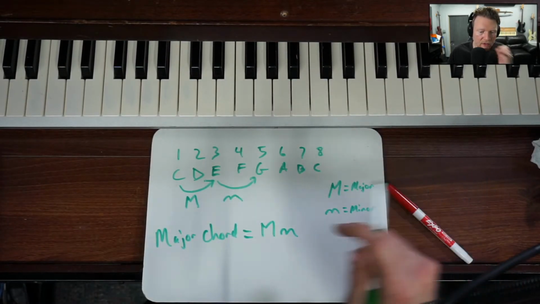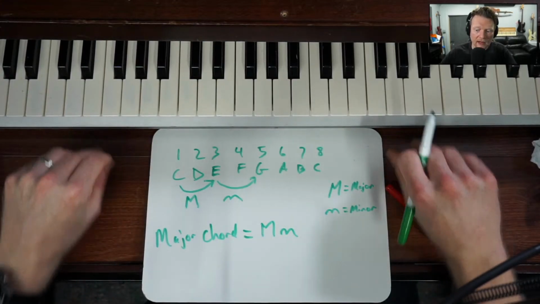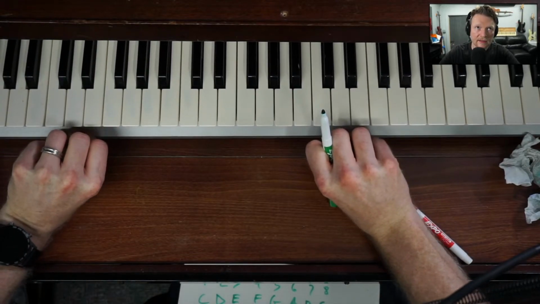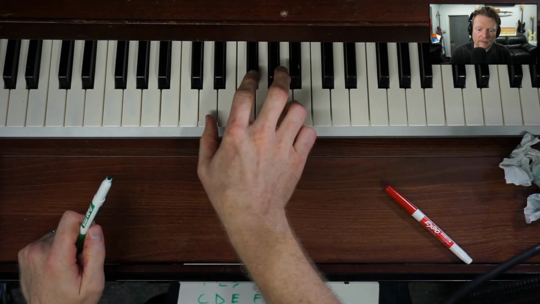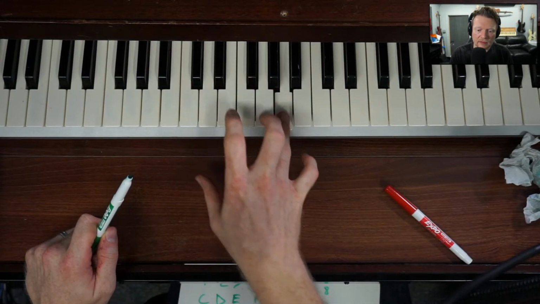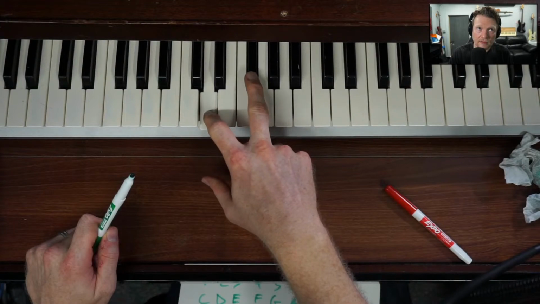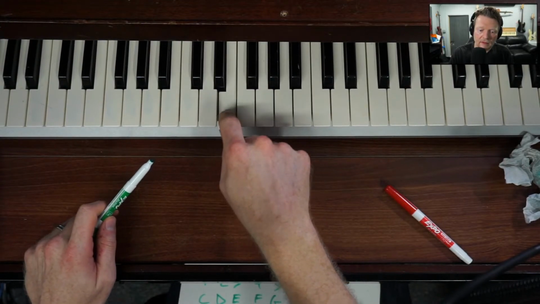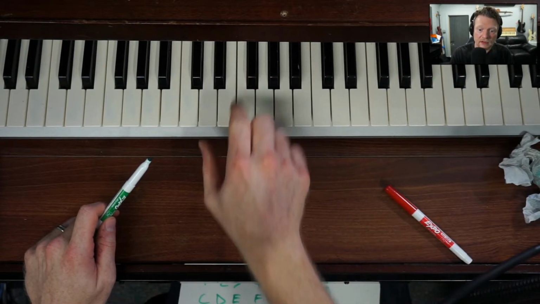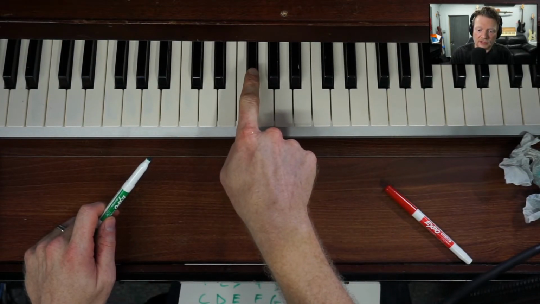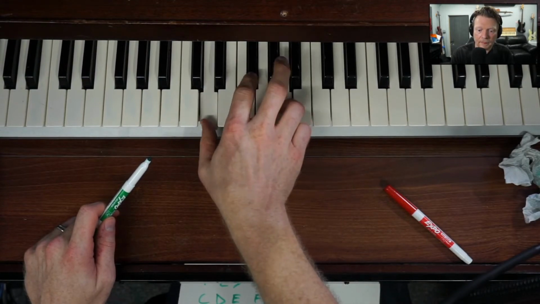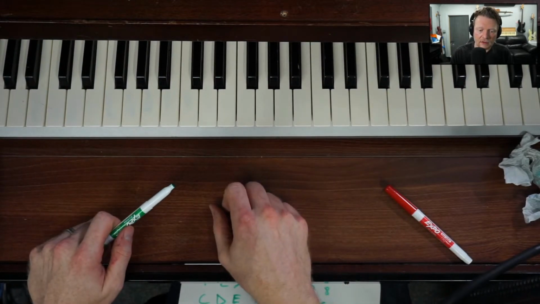So I'm going to do one more example. I'm not even going to write it out, but let's just take a look at the D chord. So here's our D chord: D, F sharp, A. This is a major third. Here's a whole step, another whole step. There's our major third. And then here's our minor third. Here's a whole step, and there's the half step. Does that make sense? Let's go B flat.